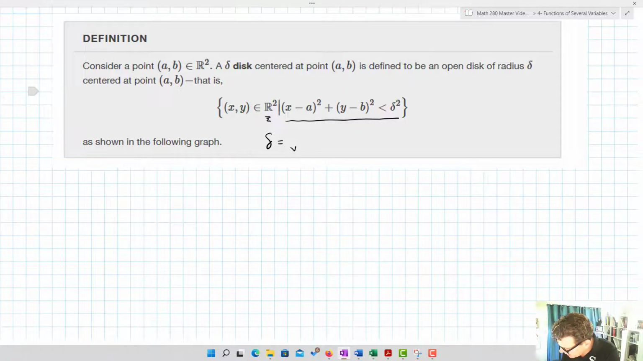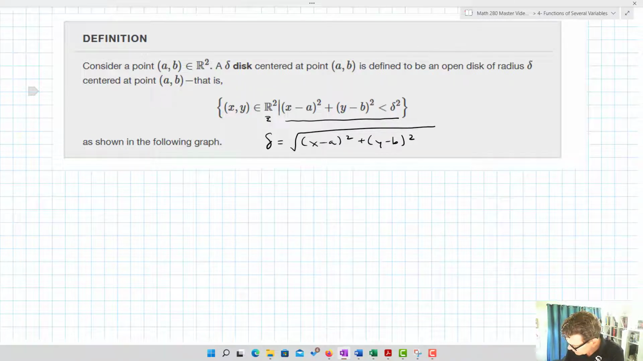I'm going to get delta. Delta will end up being the square root of (x minus a) squared plus (y minus b) squared. Okay? And what you see there is that this is going to be the region that has all of this common distance, right? That's what a formula for a circle is, just in general. So everything that is this distance away.